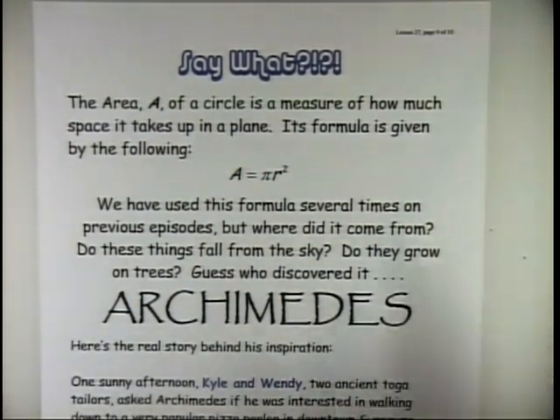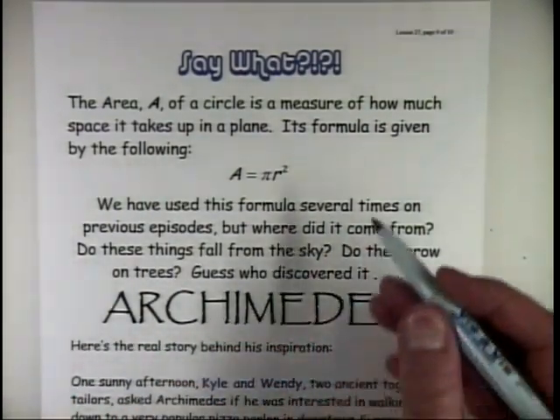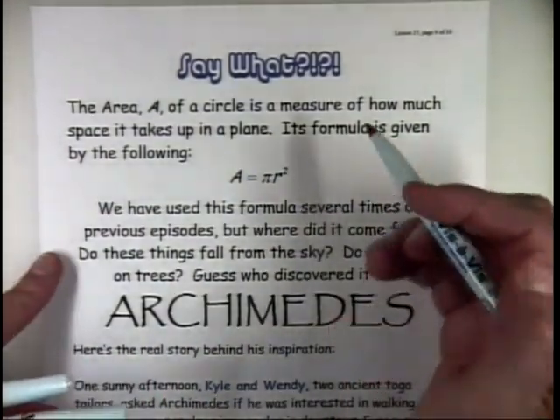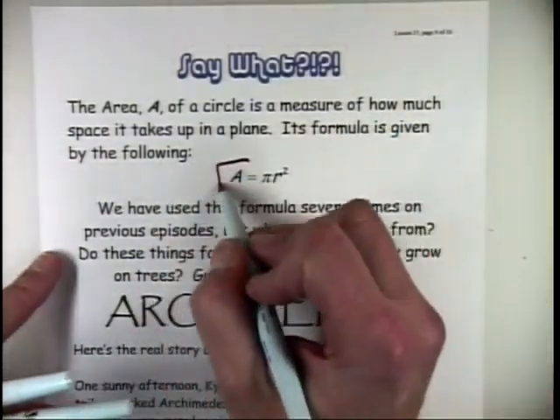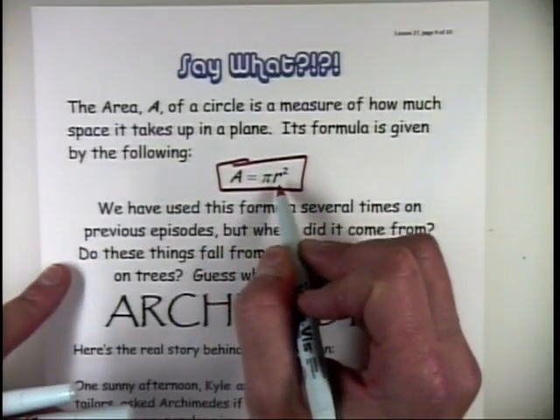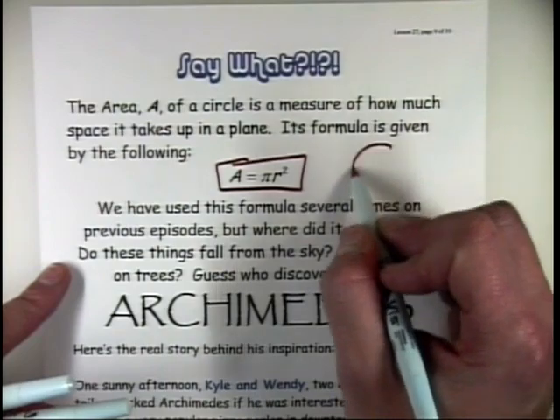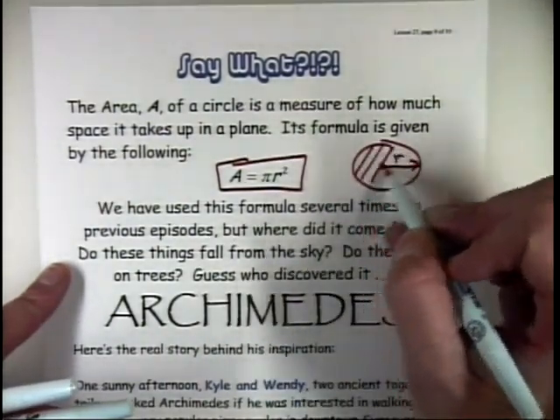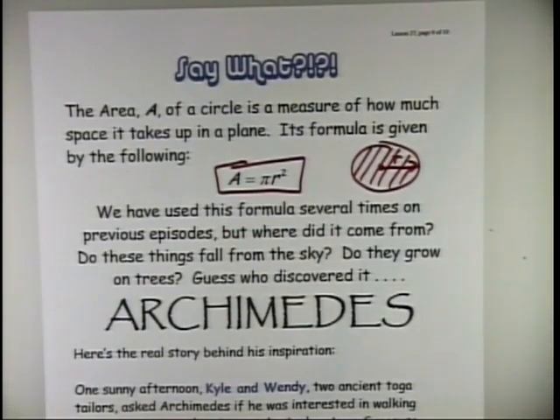Okay, today we're talking about the area of a circle on the Say What portion. The area A of a circle is a measure of how much space it takes up in a plane. Okay, not an airplane like it has to fit in the overhead compartment. Of course, we're talking about the two-dimensional plane. Its formula is: area equals pi times r, the radius, squared. So again, all we really need to know to figure out the amount of space it takes up is the radius.